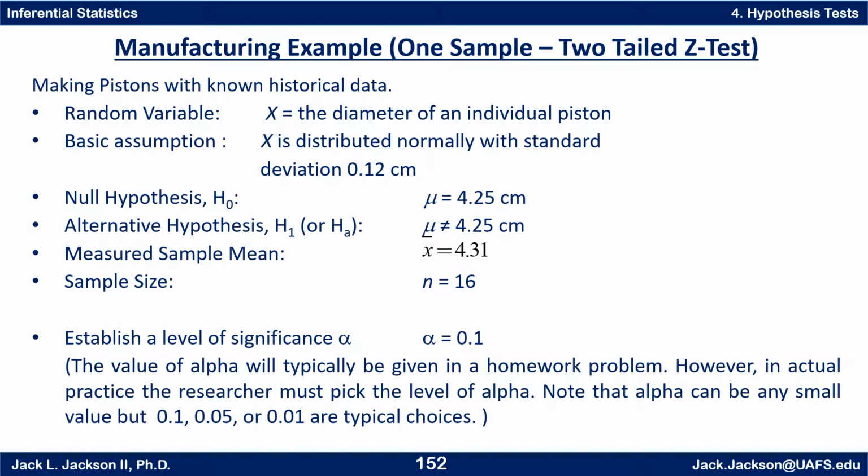If we summarize what we have, our random variable x is the diameter of an individual piston. X is distributed normally with a standard deviation of 0.12 centimeters. The null hypothesis is all of that, plus the fact that mu is 4.25 centimeters. The alternative hypothesis, H1 or HA, is mu is not equal to 4.25 centimeters, making this a two-tailed test. Then we measure our sample mean. The average of our sample is 4.31 with a sample size of 16. We choose a level of significance, which is 0.1 for this one.